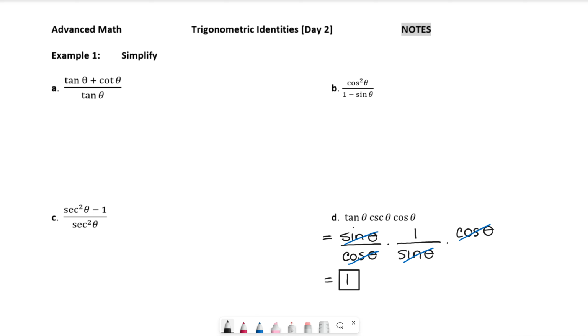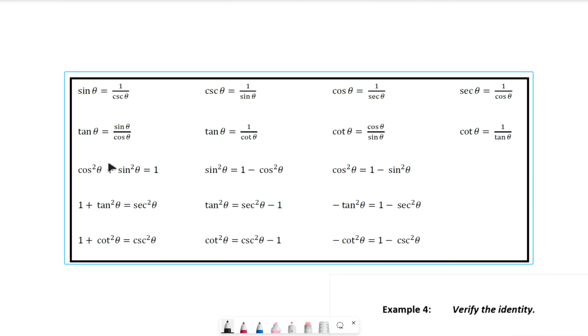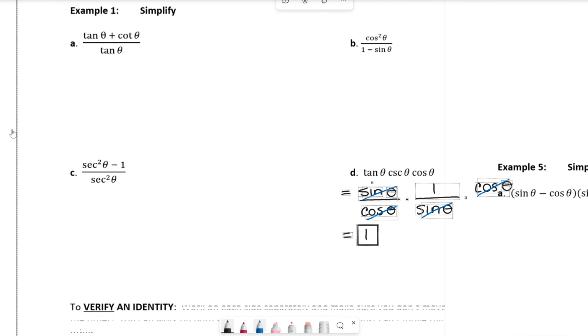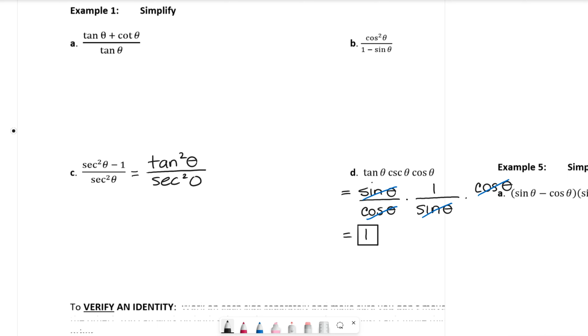Okay, let's go do secant squared theta minus 1 over secant squared theta. So when you come to your formula chart, secant squared theta minus 1 is right here in the center, and we can see that secant squared theta minus 1 is the same thing as tangent squared. So let's go back to our problem and substitute. Tangent squared theta over secant squared theta.